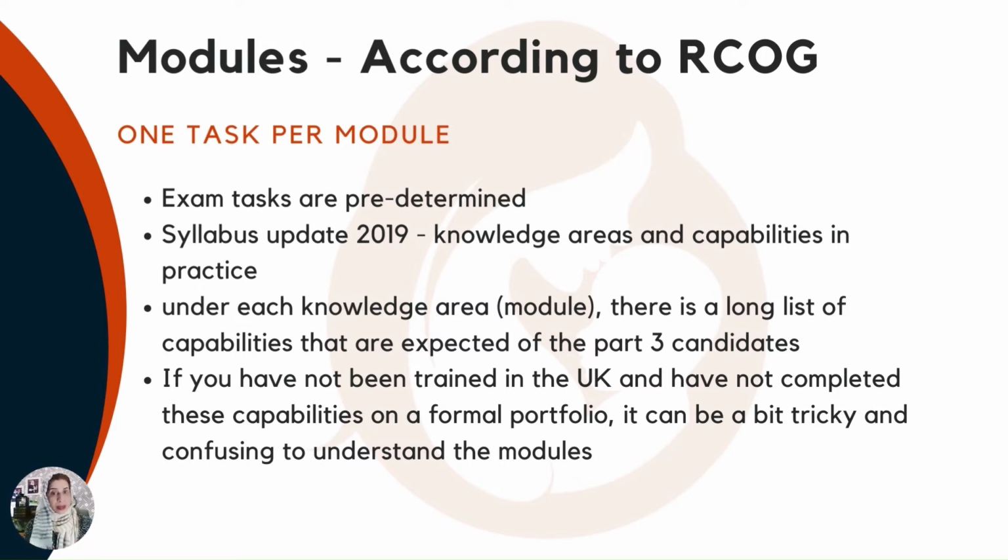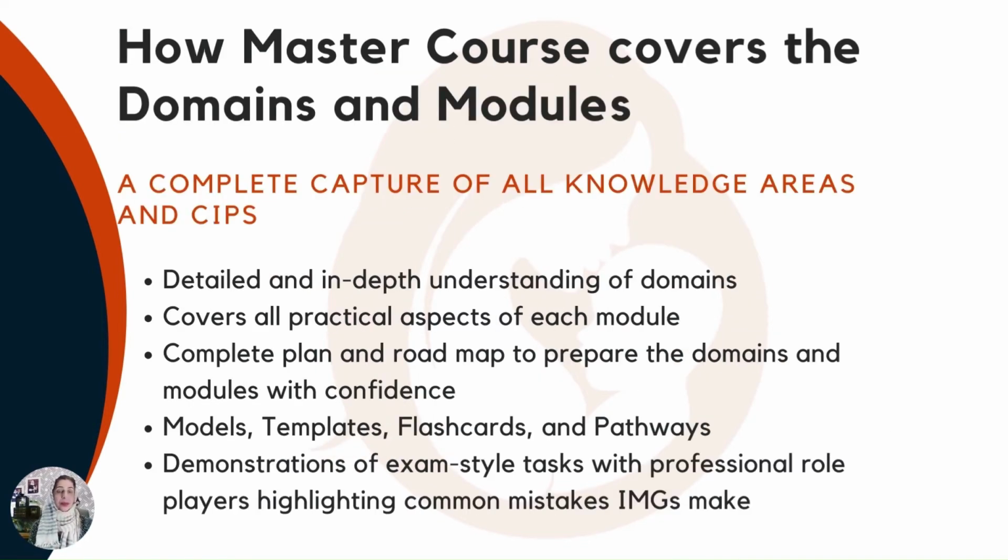Basically, the modules in that syllabus are called knowledge areas, and then there are some capabilities in practice which are called the SIPs. So under each knowledge area, which is a domain, there is a long list of capabilities that are expected of a Part 3 candidate. And if you open the syllabus and try to read those capabilities, it can be very daunting. If you have not been trained in the UK and have not completed these capabilities on a formal portfolio, it can be a bit tricky and confusing to understand the modules.